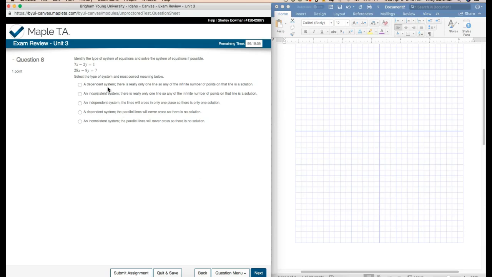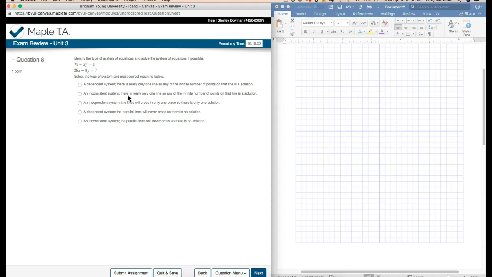A dependent system. Dependent means that they end up with the same equation and they intersect at every single point along the line. And this says there is really only one line, so any infinite number of points. Okay, so they did define dependent correctly, but these are not the same equation, so it's not dependent. Inconsistent means that they are parallel, so that they will never intersect. There will never be any solution.